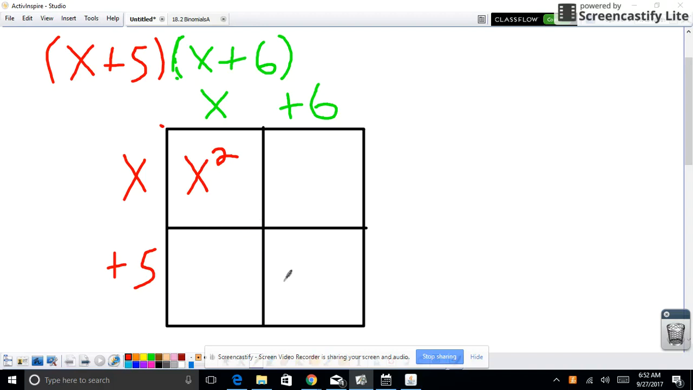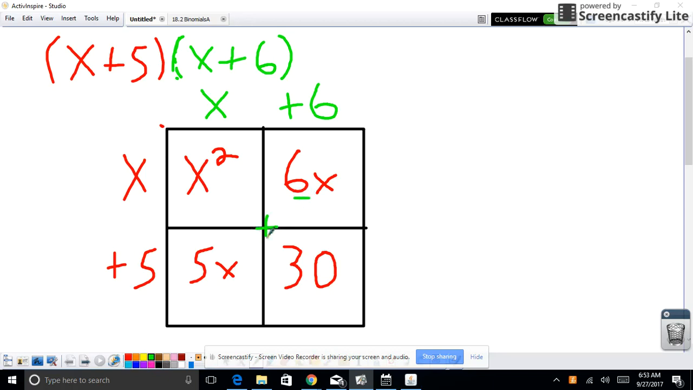x times 6. We don't know what x is, so when I multiply it times the number, I just put it together like that. So x times 6 is 6x. Same thing here. 5 times x, 5x. And then the last box, I'm doing 5 times 6 and put the answer right here. Been doing that since kindergarten. That is 30. Okay, once I filled in all 4 boxes, I've got to combine like terms.